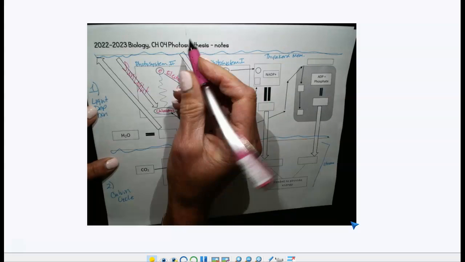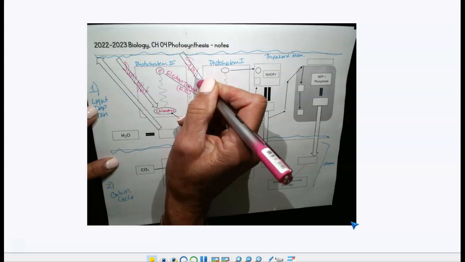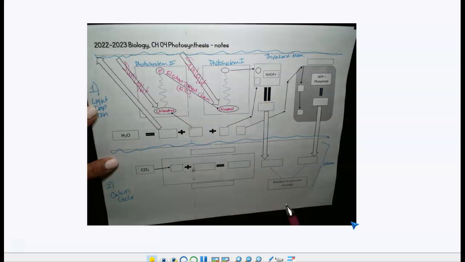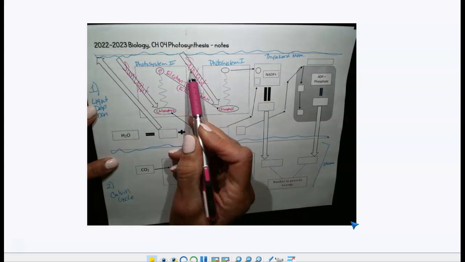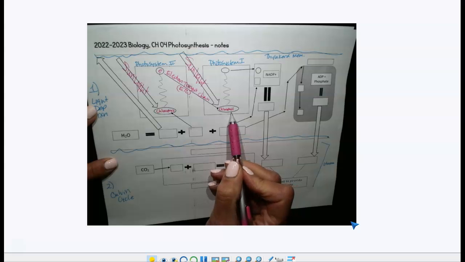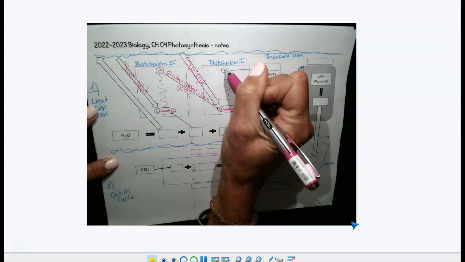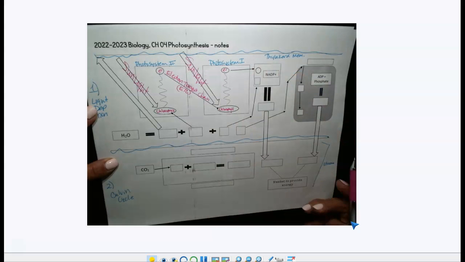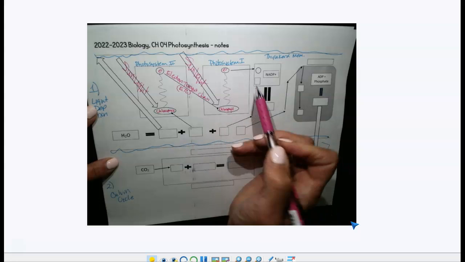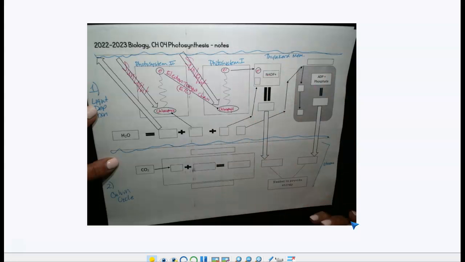So then this chlorophyll gets hit by sunlight again. Another shot of sunlight. The chlorophyll absorbs the sunlight, then its electron gets excited and jumps to a higher energy level. That electron is going to move over here and be used in making a bigger molecule. We're going to get to that in a second.